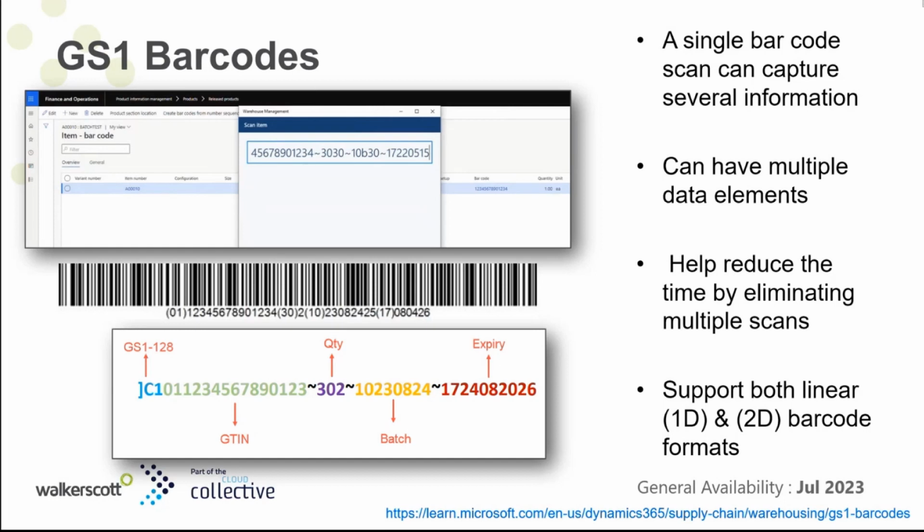Then we have the application identifier 30, which represents the quantity. And then we have the application identifier 10, which represents the batch ID. And the last one is the application identifier 17, which represents the expiration date.